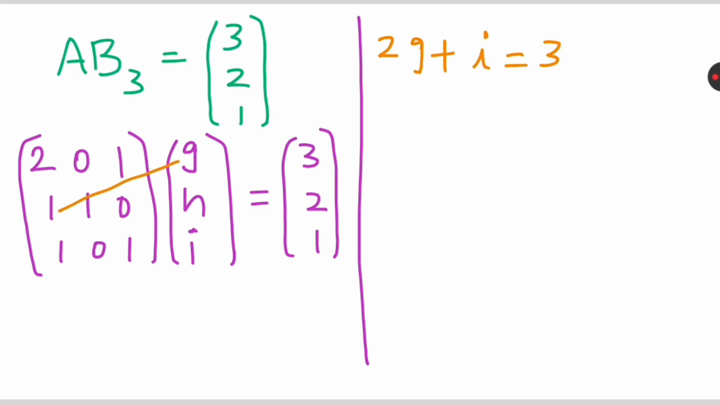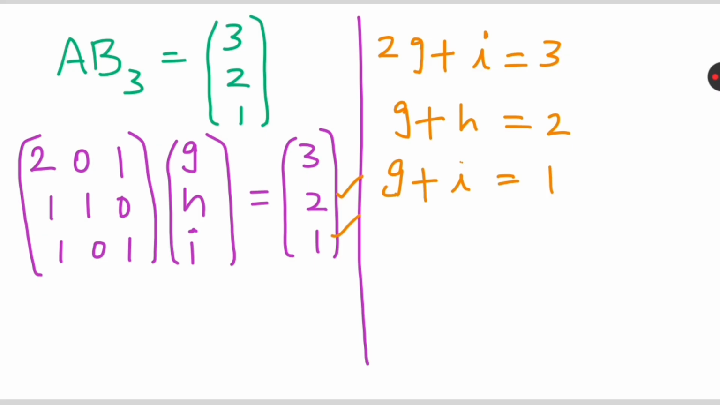Next, second row: 1 times G, which is G, plus 1 times H, plus 0 times I, that is equal to 2. Then third row: 1 times G, plus 0 times H, plus 1 times I, that is equal to 1. So from here we can write G equal to 1 minus I.